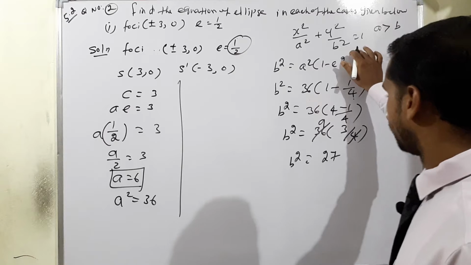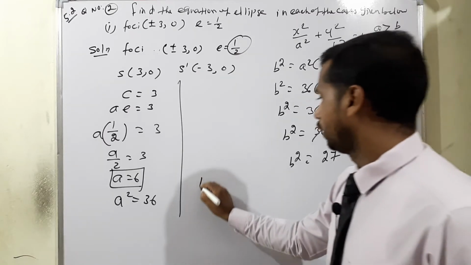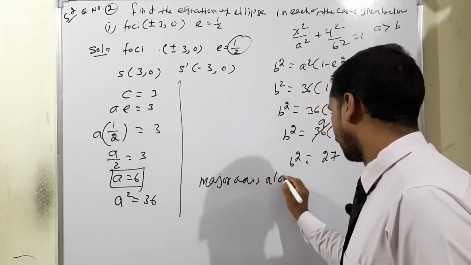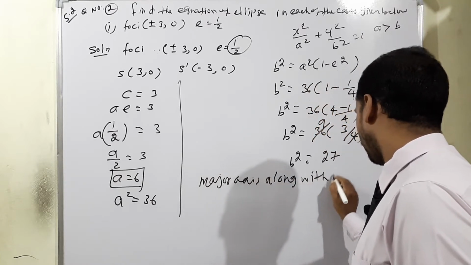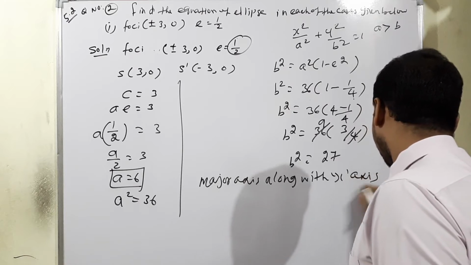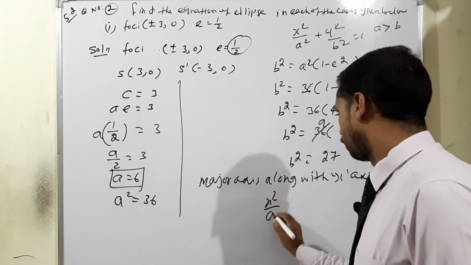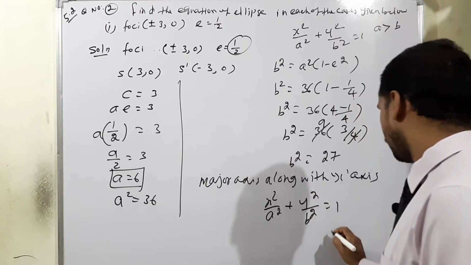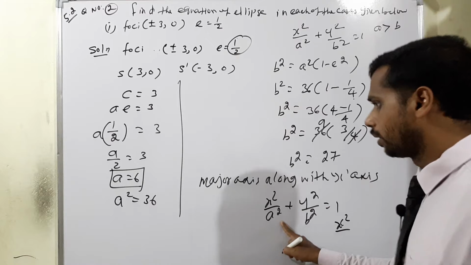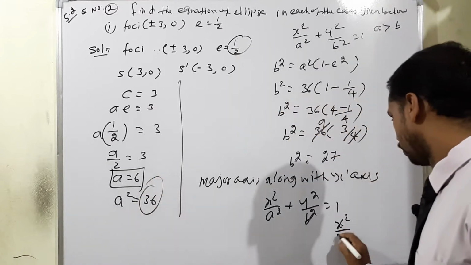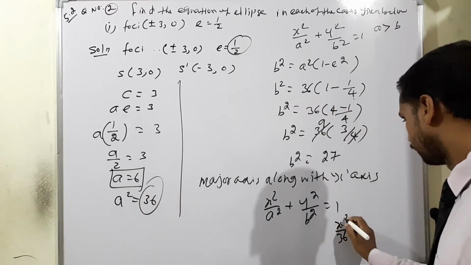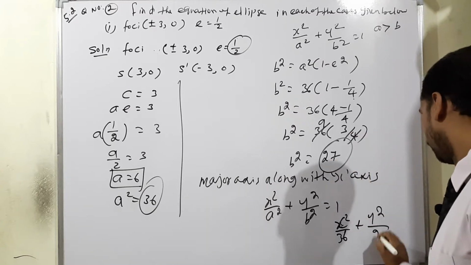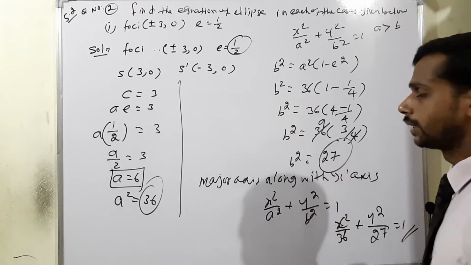So now we can apply. Check it there. Already I told you, the major axis is along the x axis. Therefore x square by A square plus y square by B square is equal to 1, where A square is equal to 36. So x square by 36 plus y square by 27 is equal to 1. This is the answer for subdivision 1.